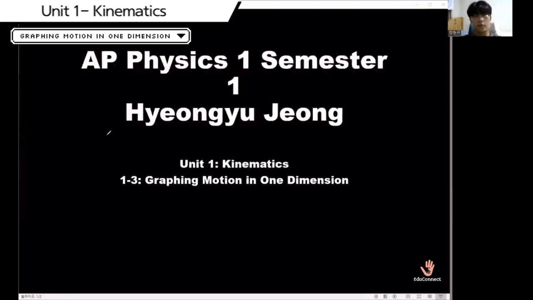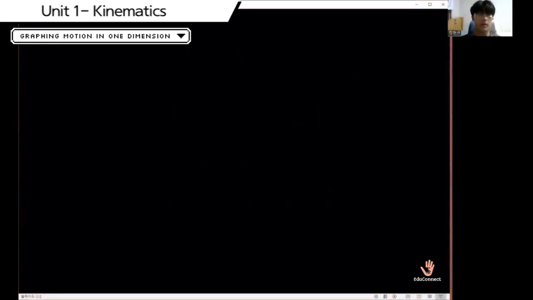In this lesson, we will learn to interpret graphs of motion in stationary, moving with constant speed, and accelerating states. We start our lesson. Let's review some common characteristics of graphs.